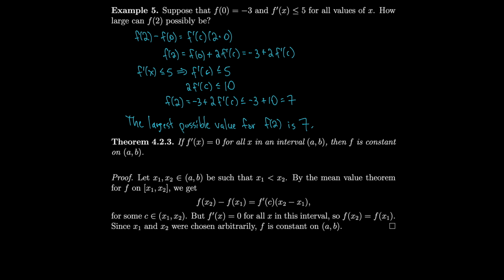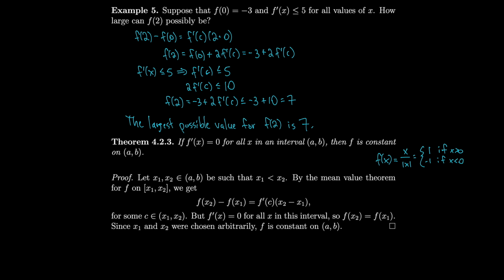Notice this is only true, though, if it's 0 for all x in an interval. If we look at some other functions, like let's say f of x is equal to x over absolute value of x, that, notice, is equal to 1 if x is positive, because then you get just x over x is 1. It's equal to minus 1 if x is negative.